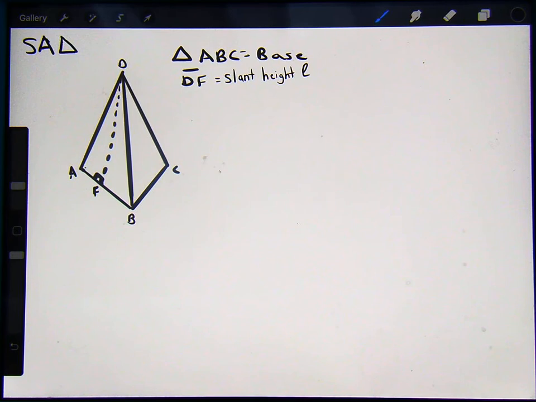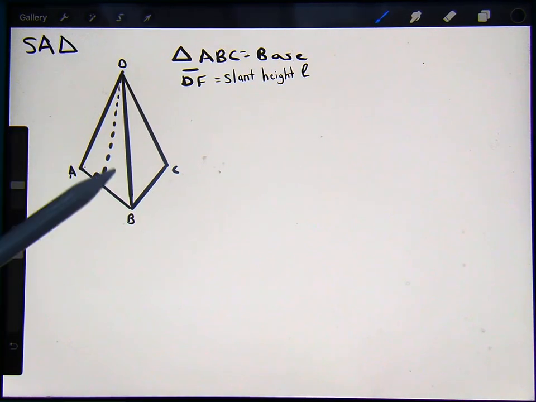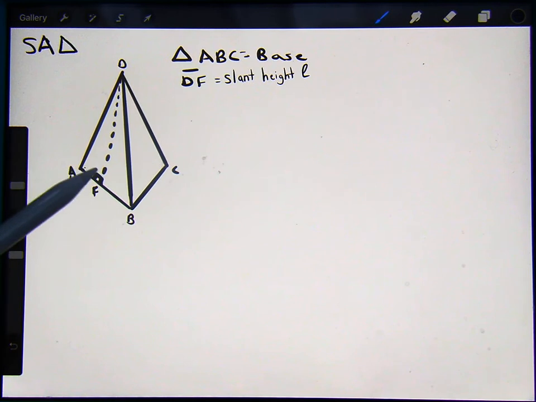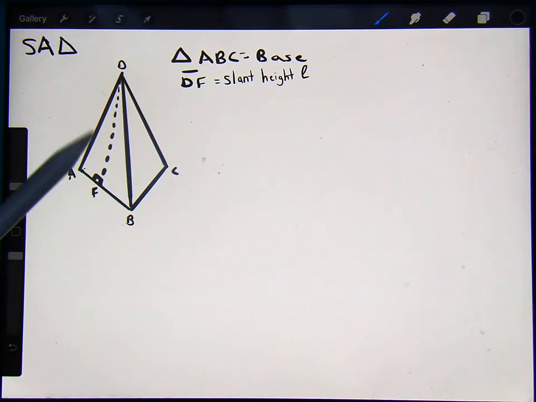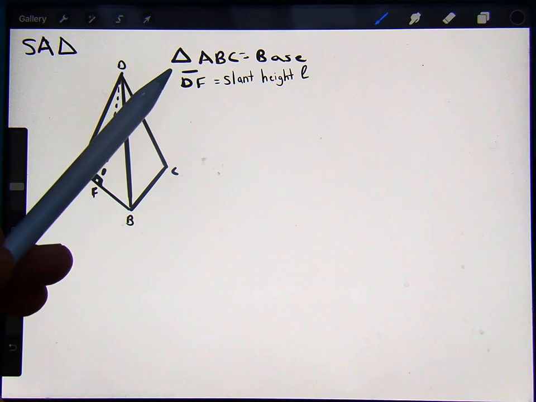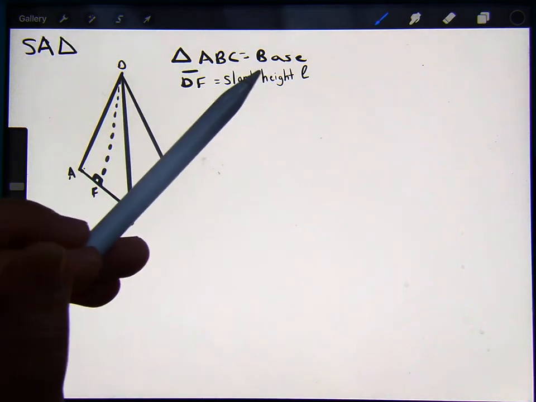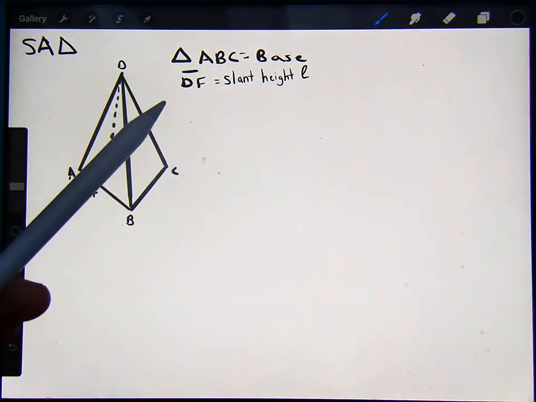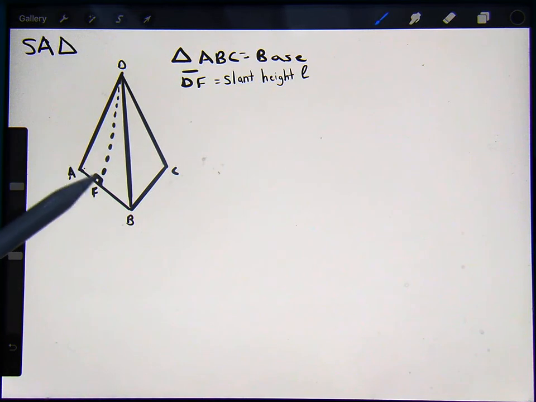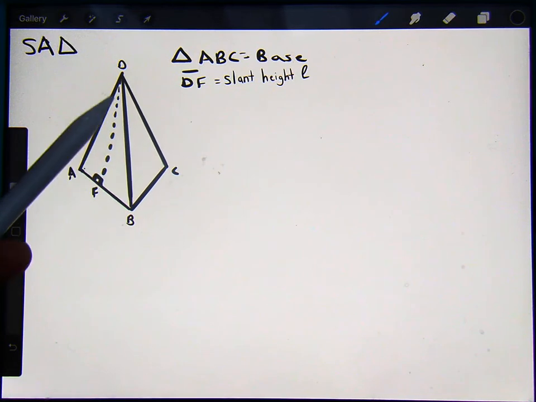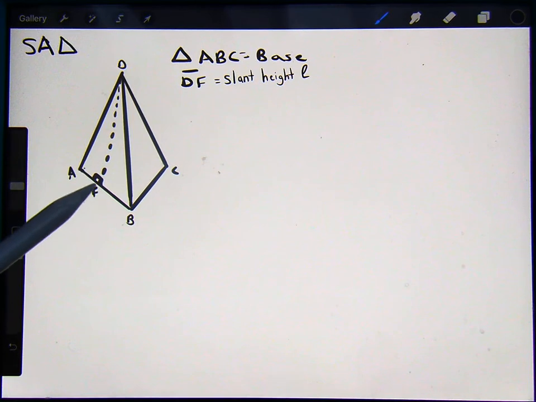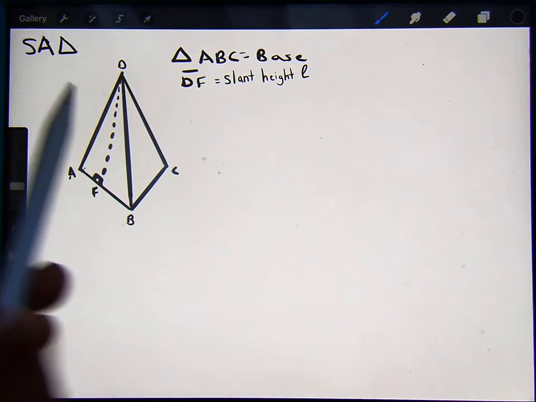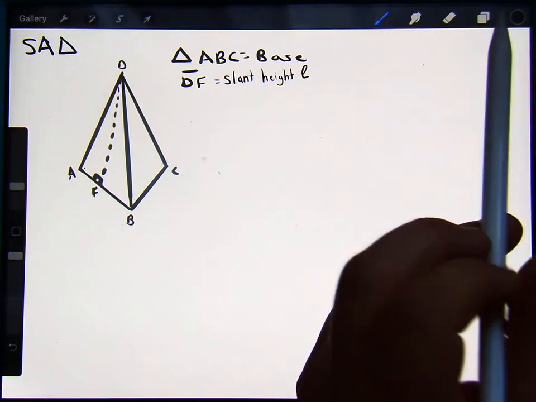Okay, so today's video we're going to be looking at the surface area of this triangular pyramid. Just a little bit of basic information. Triangle ABC is the base of this triangular pyramid, and then DF is what is referred to as the slant height of this pyramid. And those are all going to be very important to be able to notice our surface area.